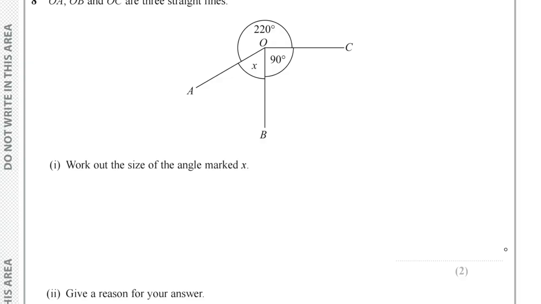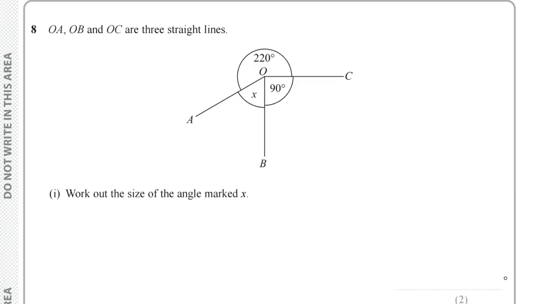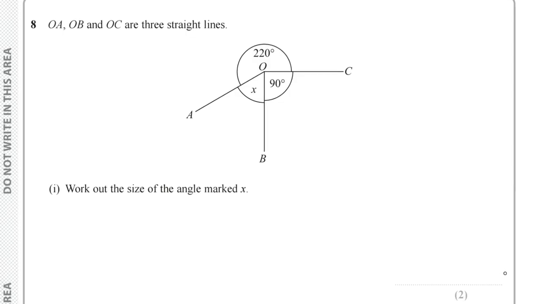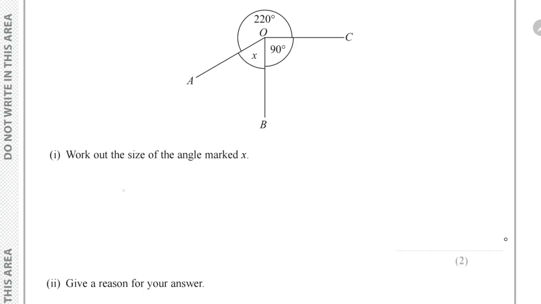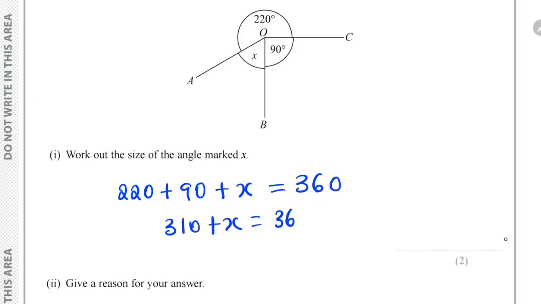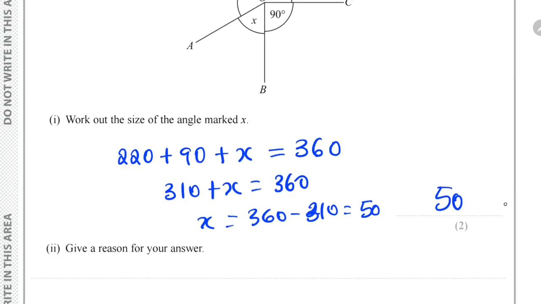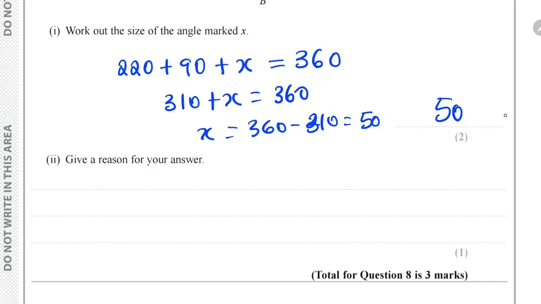So, work out the size of the angle marked X. Now, if you check, this arrangement has to do with angles around a point, right? So therefore, I know that once I have my 220, then plus 90, and plus X, I must have 360. All right. So therefore, it means that I have 310 plus x will give me 360. So my x is going to be 360 minus 310. And that should be 50, right? So my answer is 50 degrees. Now you are asked to give a reason for your answer, right?